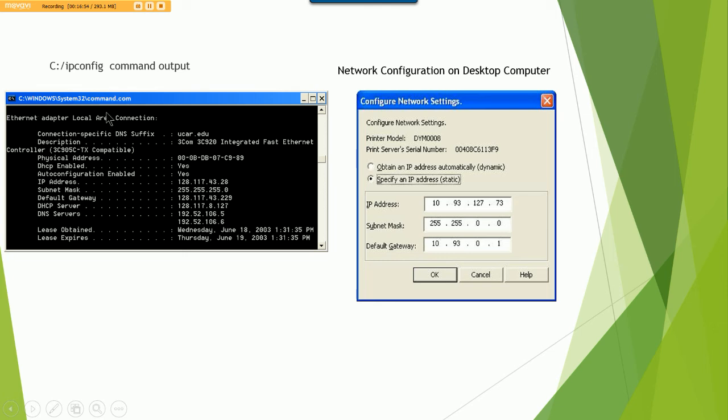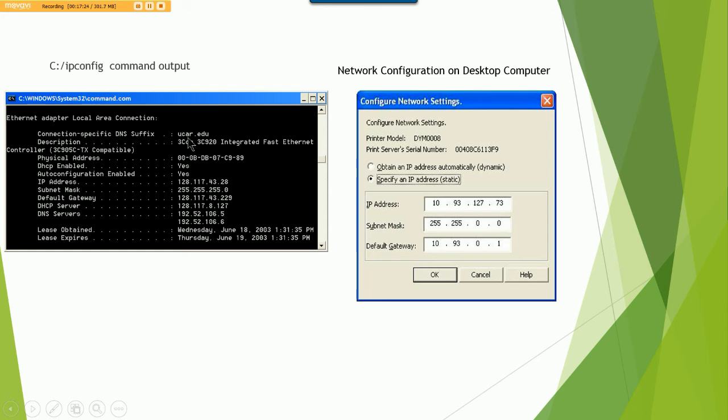Now, from this output, we can get more information too. We see this is a Windows computer. We're looking at the local area connection adapter. So this is their LAN connection, the LAN. It has a domain name of ucar.edu. So I would assume this computer is on an educational institution's network, because the domain edu is an education domain.